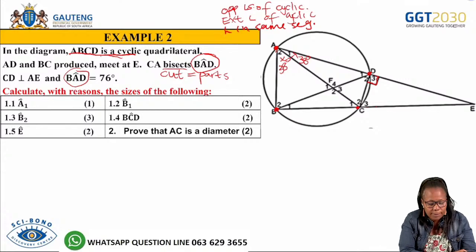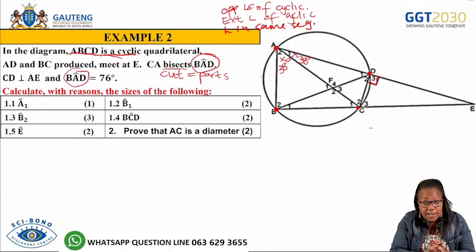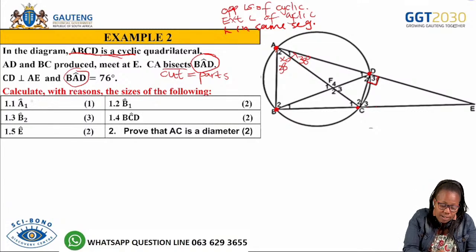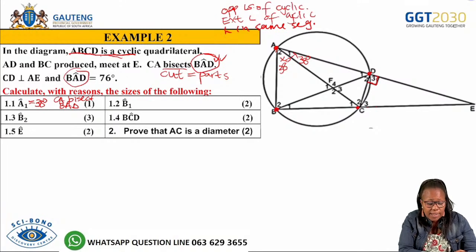Now 1.1. Calculate with reasons the sizes of the following angles. We are expected to calculate angle A1. We have already done so, grade 12. Can you see the smart way of analyzing your diagrams and everything? You already have the answer for A1. What is A1? A1 is equal to 38 degrees. Where does it come from? From CA bisects BAD. That is our reason, from the given information that the line CA bisects the angle BAD. We have 38 degrees indicated on the diagram.